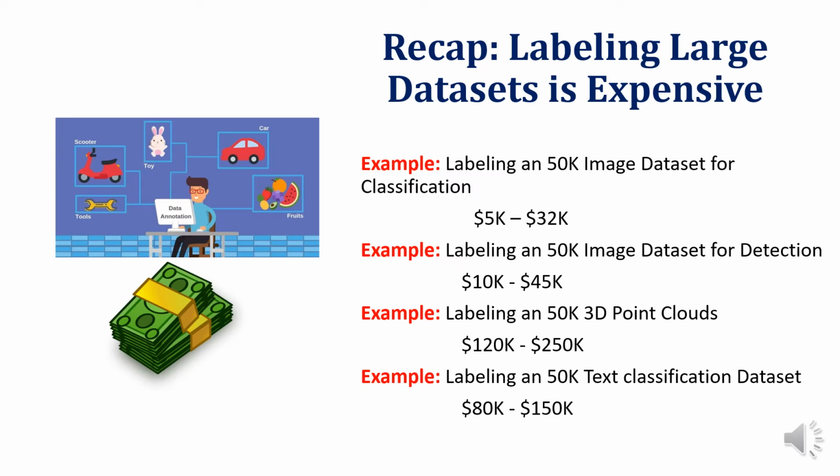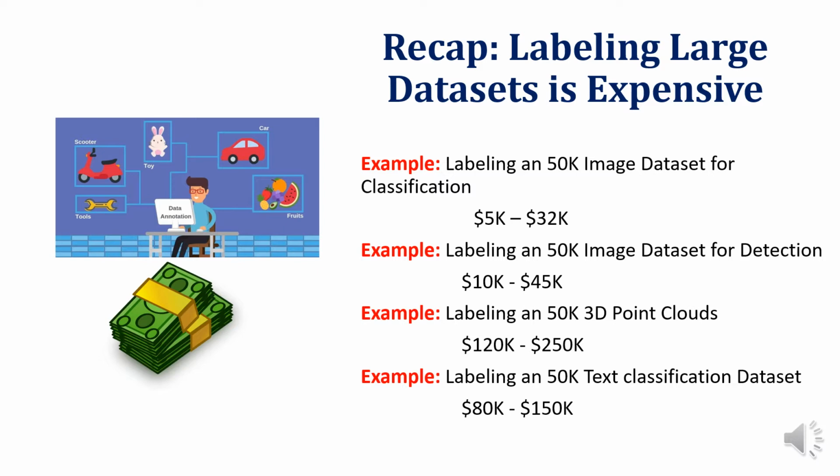You might recall that labeling data sets can be extremely expensive. Some computations that we have done based on crowdsourcing platforms such as Google and Amazon show that, let's say you have a 50,000 image data set for classification, identification of the class labels using crowdsourcing could cost anywhere between $5,000 and $32,000.